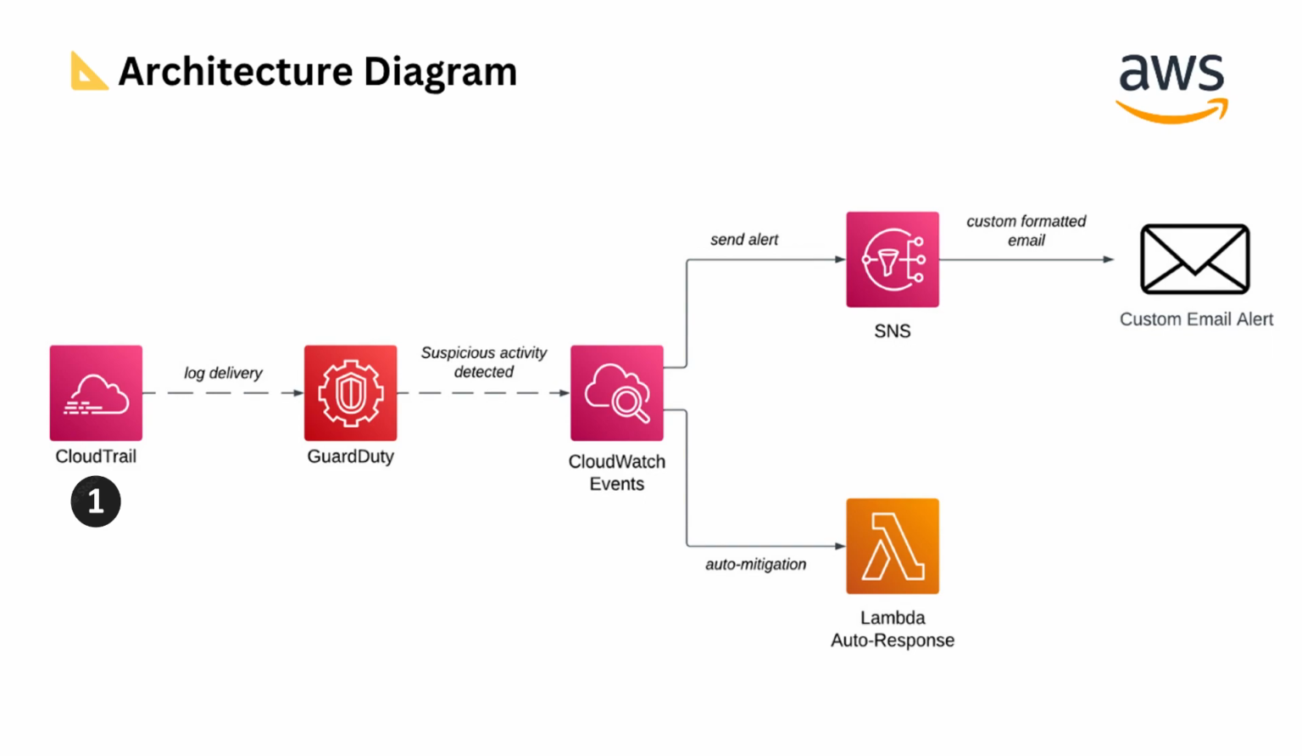So let's put it together once again. CloudTrail logs the activity, GuardDuty scans for threats, EventBridge triggers alerts when threats are found, SNS sends you a notification, then Lambda automatically takes down the threat. Now remember, all this happens in real time, making your AWS environment smarter, faster, and more secure.